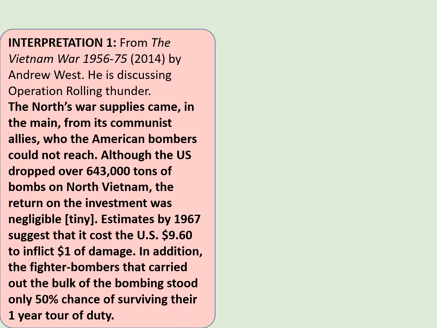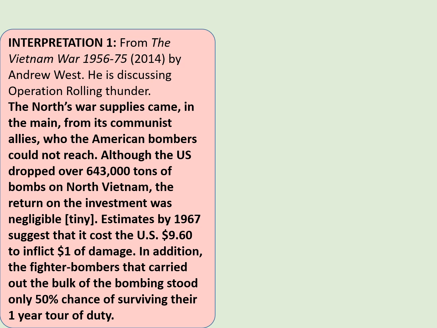First thing that you'll need to do with any interpretation question is you'll need to read the interpretations. So here they are. The interpretations, remember, are always taken from history books. You don't use them in exactly the same way as sources. We're not here to say that one author is necessarily wrong or one author is necessarily right. We're here to compare their views and try and understand how they've come to those views before deciding which one we would better believe in. Interpretation 1 is from the Vietnam War, 1956 to 1975, which was published in 2014 by Andrew West.